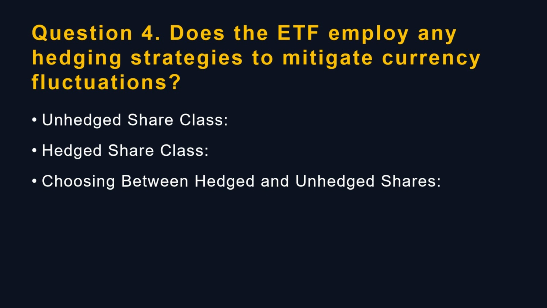This can be beneficial if the investor's home currency weakens against the currencies of the bonds held within the ETF. However, it also exposes the investor to potential losses if their home currency strengthens. Hedged share class. This version of the ETF employs currency derivatives to mitigate the impact of foreign exchange fluctuations. The fund manager uses instruments like futures contracts or currency swaps to hedge the exposure of the underlying bonds to a specific currency, typically the investor's home currency.